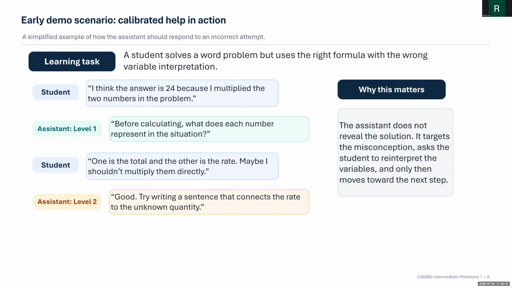This slide shows a simplified example of the intended interaction. The important part is that the assistant does not immediately say, here is the correct formula. Instead, it asks the student to interpret the numbers in the problem. Once the student begins to notice the issue, the assistant gives a more specific prompt. This is the kind of interaction I want to refine through feedback. Enough support to move the student forward, but not so much that the AI does the reasoning for them.